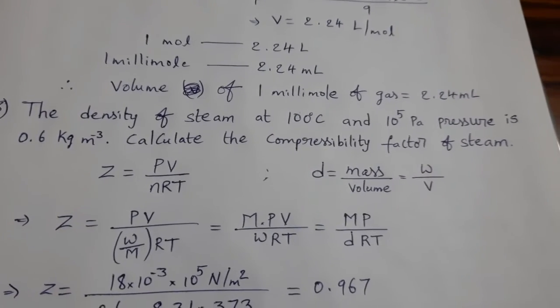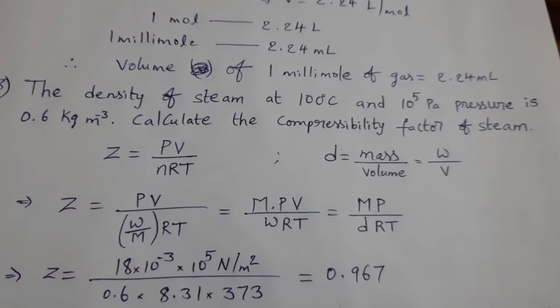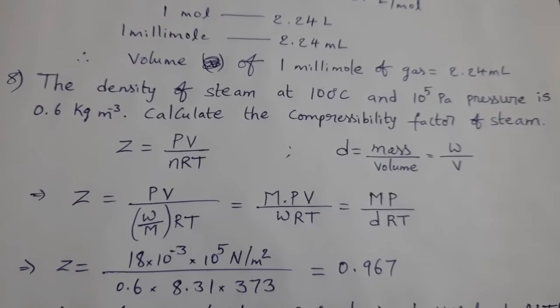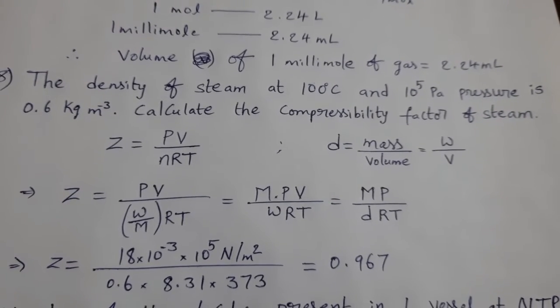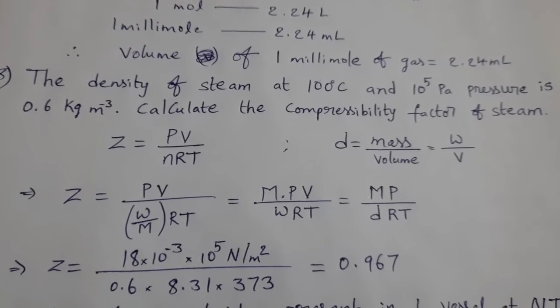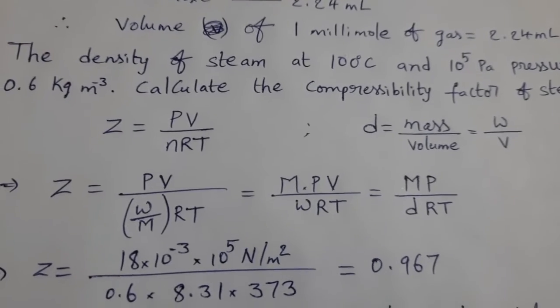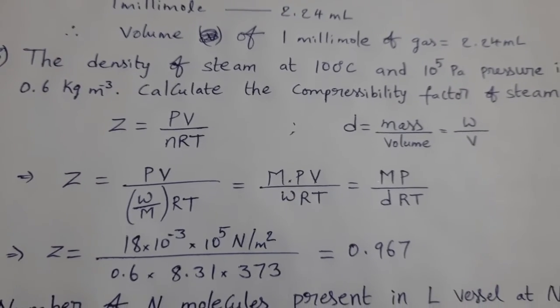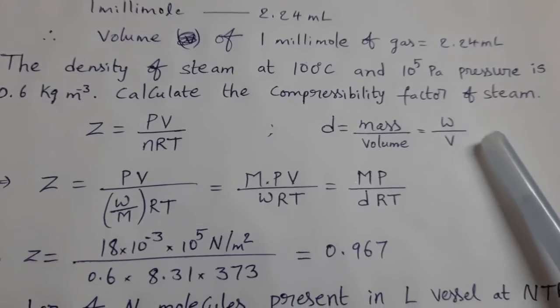The density of steam at 100 degrees Celsius and 10 power 5 Pascal pressure is 0.6 kilogram meter power minus 3. Calculate the compressibility factor of steam. Okay. Density is given, temperature, pressure are given. Z value we should find out. Z equal to PV by nRT. Density equal to mass by volume. That is W by V.